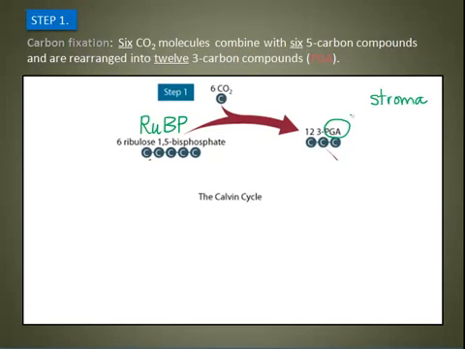Notice that in this process, 6 carbon dioxide molecules join with 6 ribulose bisphosphate molecules to form 6 molecules that have 6 carbons total. Why aren't these drawn in the diagram? Well, because they fall apart spontaneously to form 12 molecules of PGA. Each PGA molecule has only 3 carbon atoms. That's step 1.